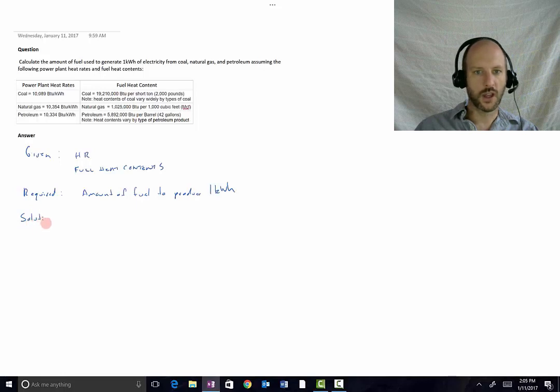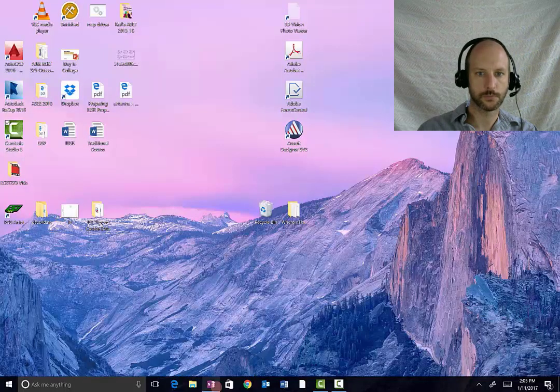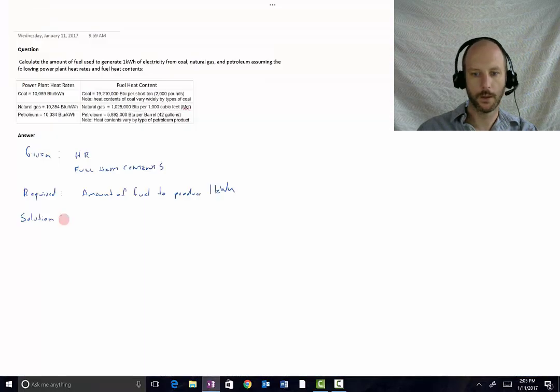So the solution to that is going to be based on the heat rate and the fuel content. We're simply just going to divide the heat rate by the fuel content, and that tells us how much fuel is necessary to produce 1 kWh. Whoops, sorry about that. So back to the problem.